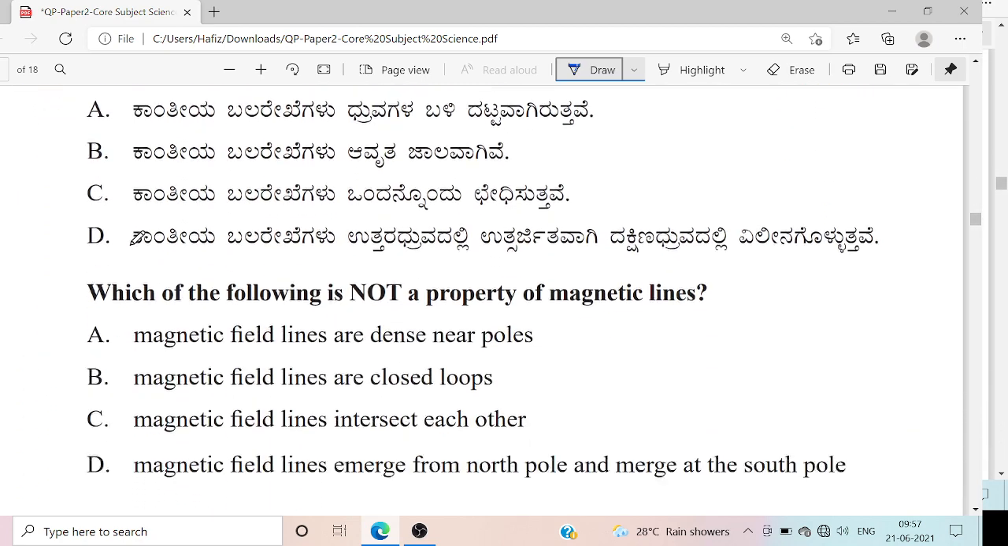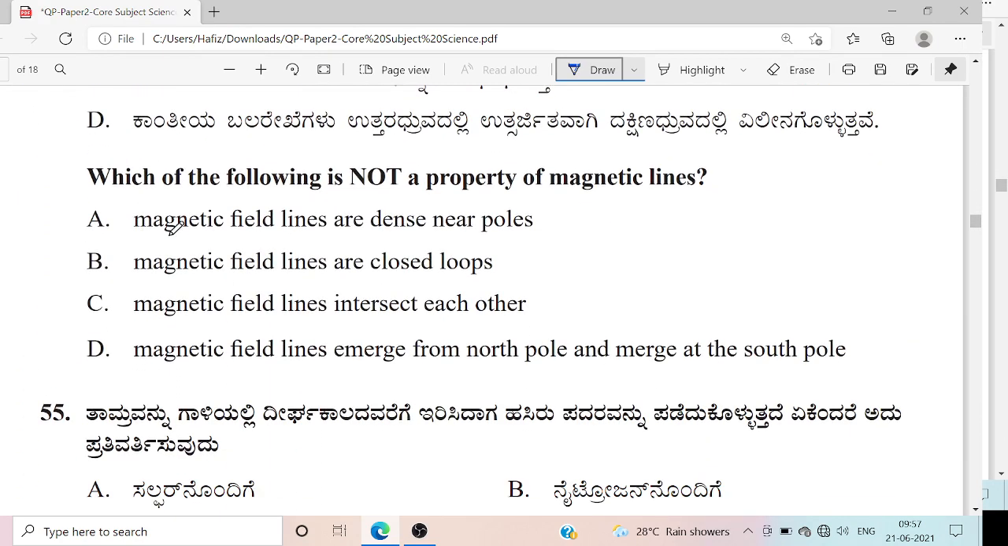Then the next question is here. Which of the following is not a property of magnetic field lines? You must know the properties of magnetic field lines. Magnetic field lines are denser near the poles. Yes, it is a property, crowded near the poles, as you have learned. They are in the form of closed curves or closed loops, and they do not intersect. But what they have mentioned here is that they intersect, so this is not the property. We also know that they emerge from the north pole and merge at the south pole. So option C is not the property of magnetic field lines, because they do not intersect.